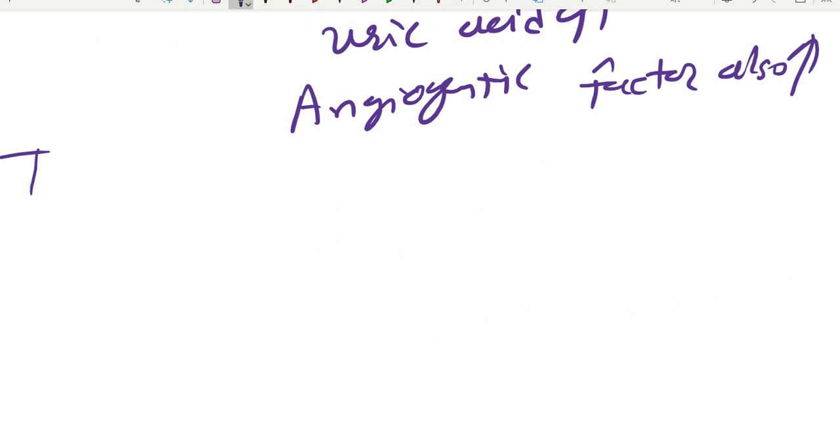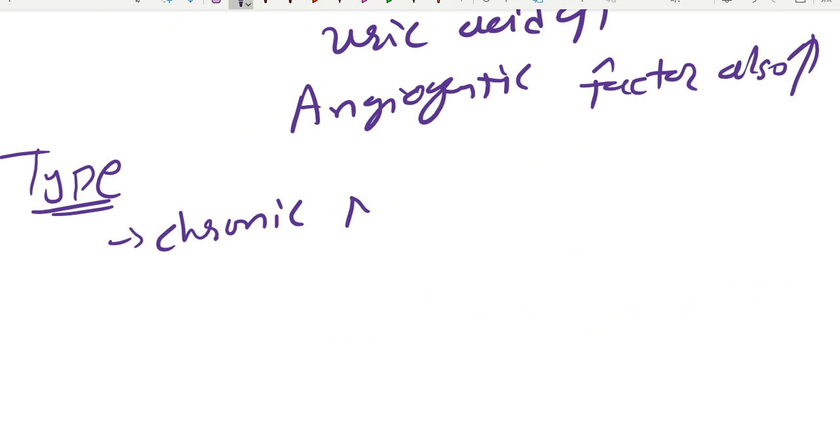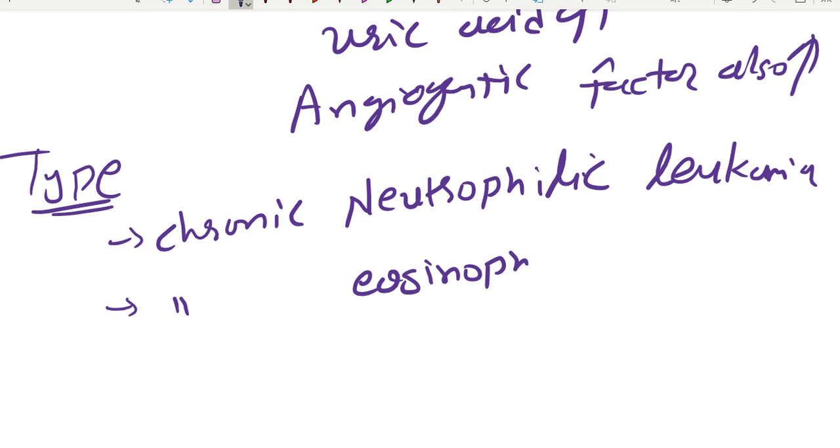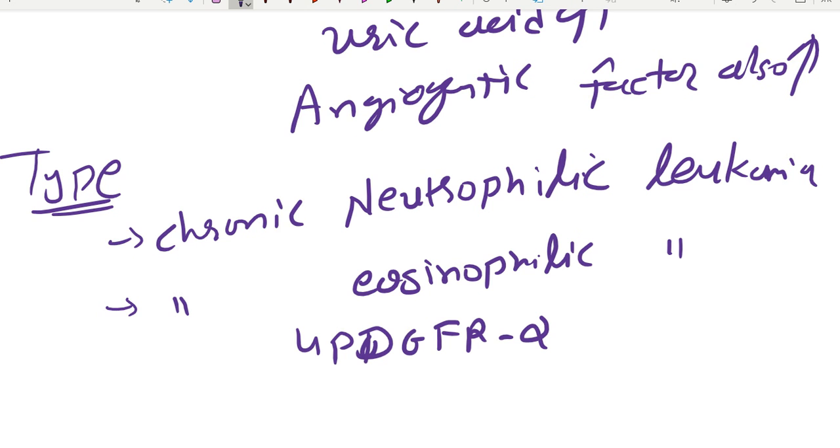There are some types or varieties of CML. Chronic neutrophilic leukemia has BCR ABL absent. Chronic eosinophilic leukemia has a PDGFR alpha mutation, and it responds to imatinib.